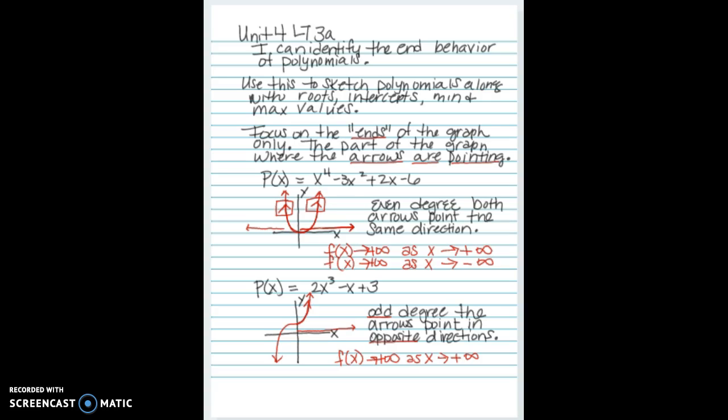Now, same thing for heading off in a negative direction on the x-axis. As we're heading off to the left, the x is going further and further in the negative direction. What is the function doing? Well, as I head off to the left, the function is going down and down and down. It just keeps going down. So the function is decreasing, headed to negative infinity. So the function f of x approaches negative infinity as x approaches negative infinity.